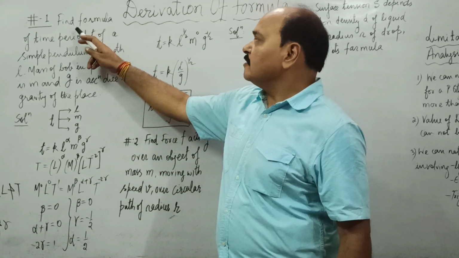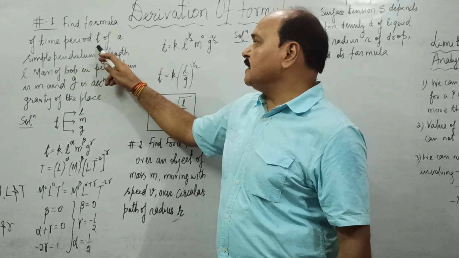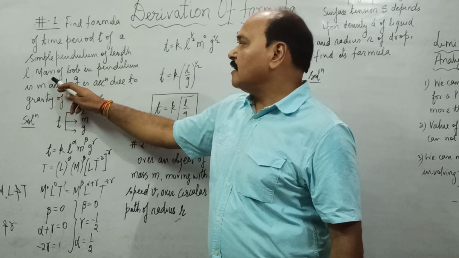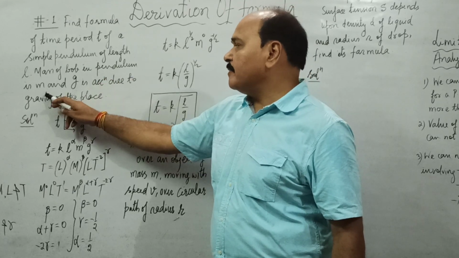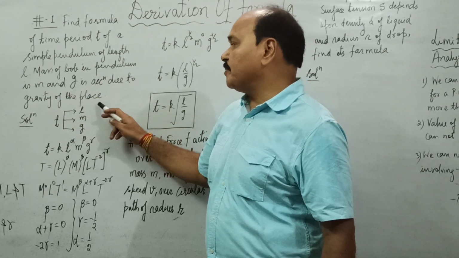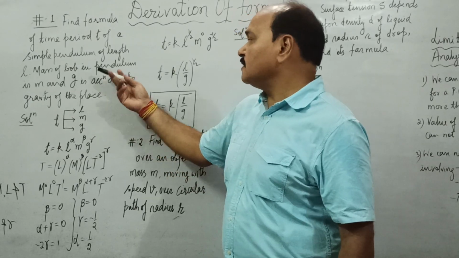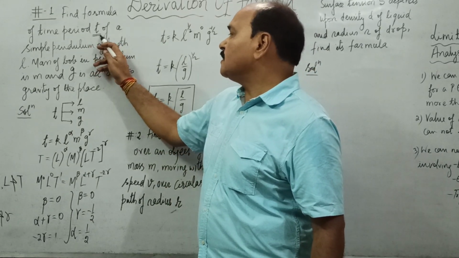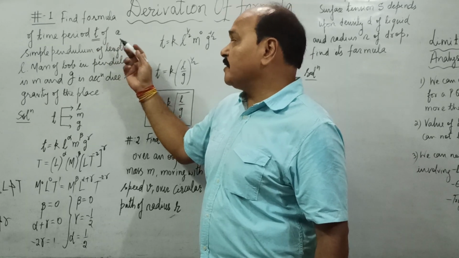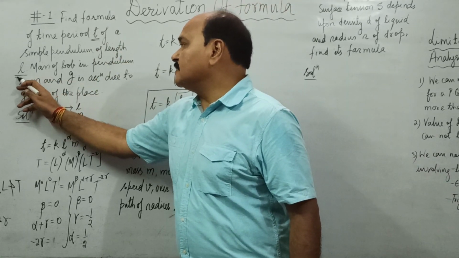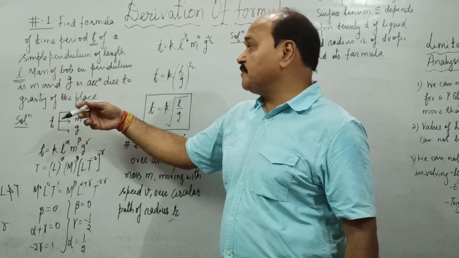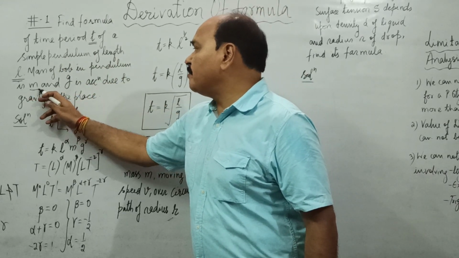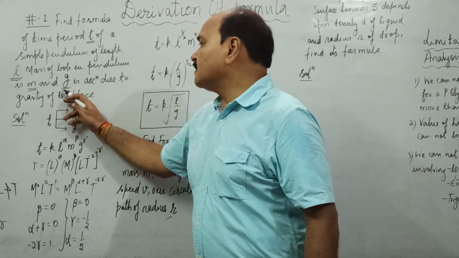Example 1. Find the formula of time period T of a simple pendulum of length L. Mass of the bob in the pendulum is m and g is acceleration due to gravity of the place. So what is obvious here from this question is, of course we are going to find the time period formula, and this time period depends upon length L. These are the probable physical quantities it may depend upon. It may depend upon length L, it may depend upon mass m of the bob, and it may depend upon acceleration due to gravity g of the place.